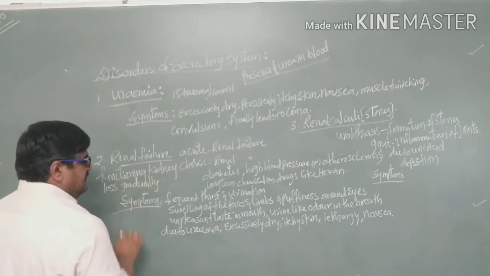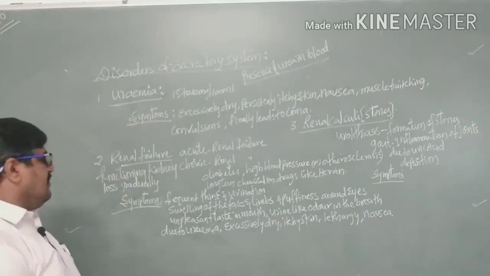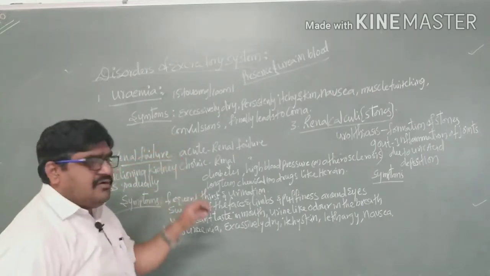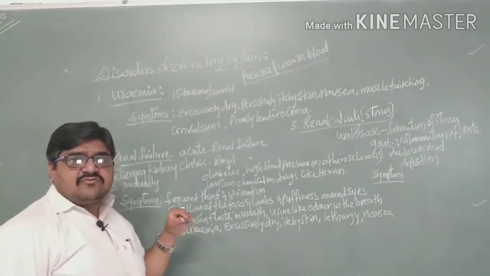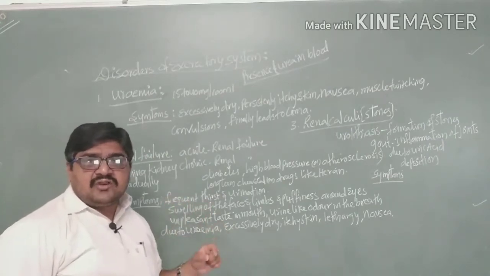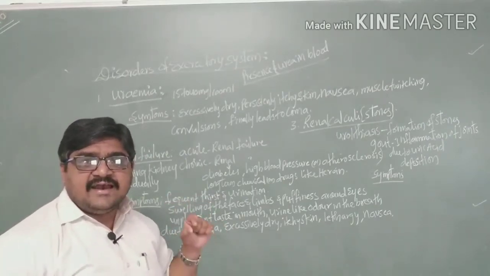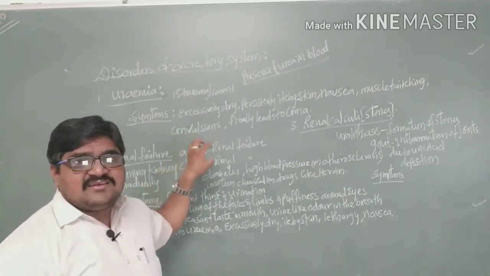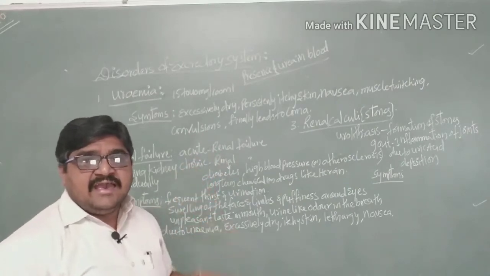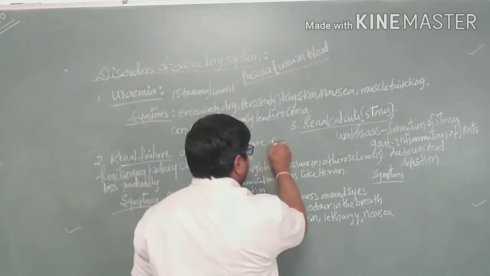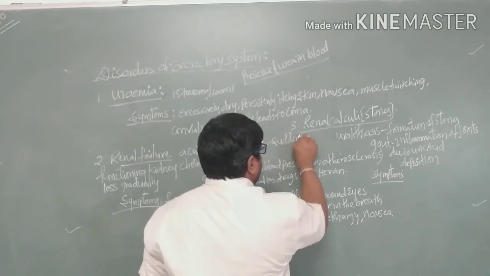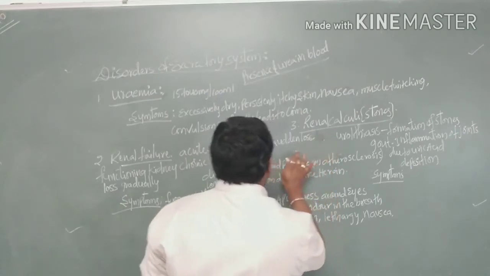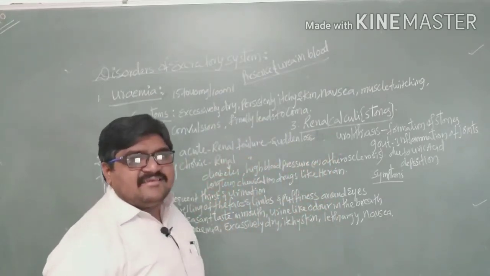Gradual loss of the functions of the kidneys we can call kidney failure. There are two types of kidney failure: one is called acute renal failure, and the second is chronic renal failure. Acute renal failure means a sudden loss of the functioning of the kidneys.